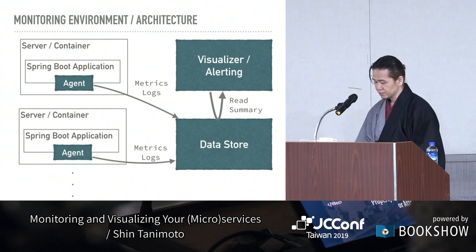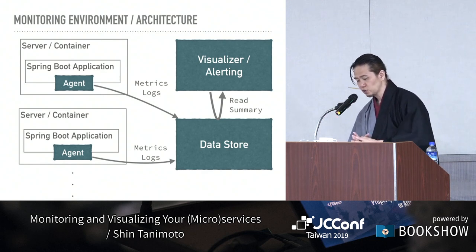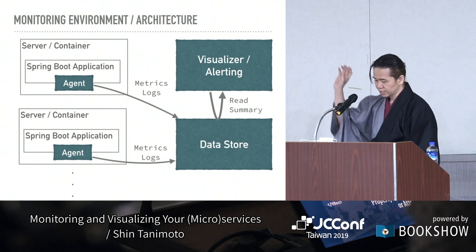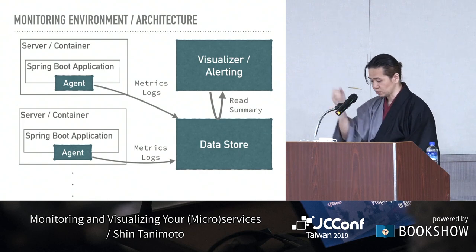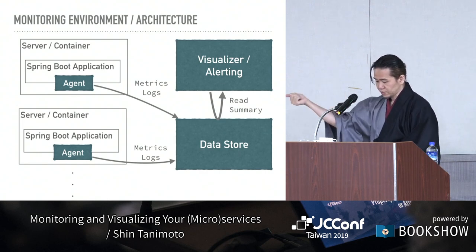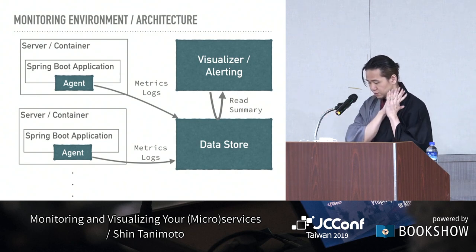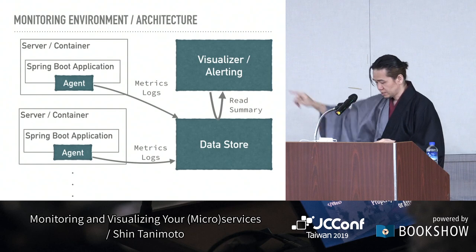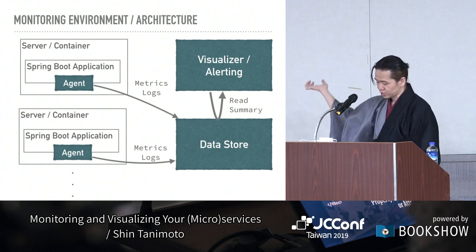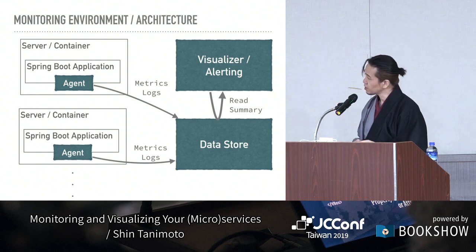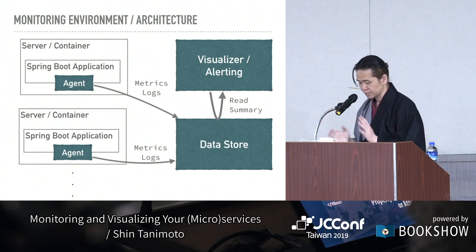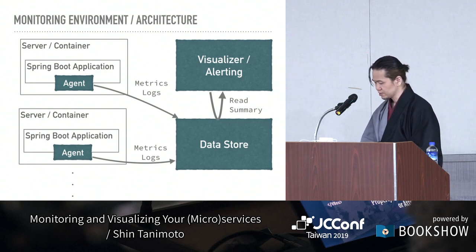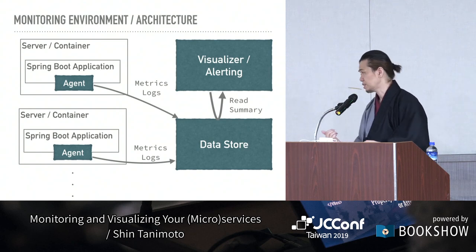So this is the basic data collection and visualization flow. Suppose we are deploying a Spring Boot application on a server or on a container such as Docker or Kubernetes. I mean, there are several servers or containers which only have a single microservice. Agents running on this server or container collect metrics and logs and transfer them to the data store. And the visualizer, the upright one, accesses the data store to retrieve information and visualize it. And the alerting mechanism also accesses the data store, compares the data with the given threshold and issues alerts as needed. So basically, monitoring and visualization tools work on this architecture with minor differences.